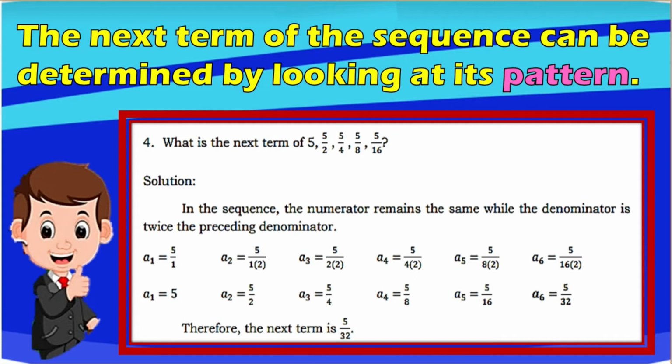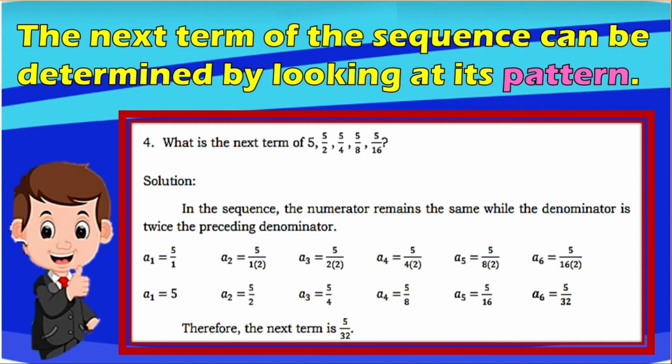A sub 3 is equal to 5 over 2, which is the second term. Multiply the denominator again by 2, so 2 times 2 equals 4. A sub 3 equals 5 over 4. A sub 4, 5 over 4, that is the third term. Multiply the denominator by 2, 4 times 2 equals 8. So a sub 4 equals 5 over 8.